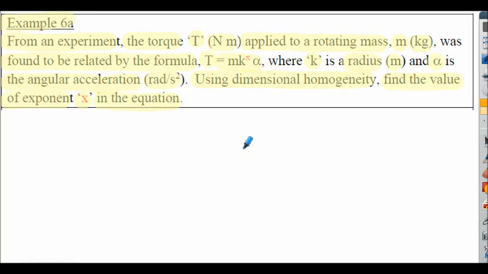So as I said, this is quite similar to example 5a, so I'd encourage you to stop the presentation and attempt example 6a, but I will show you the full work solution on the following slide.